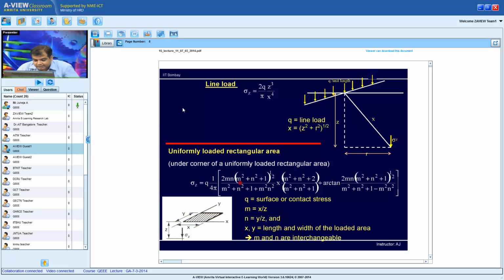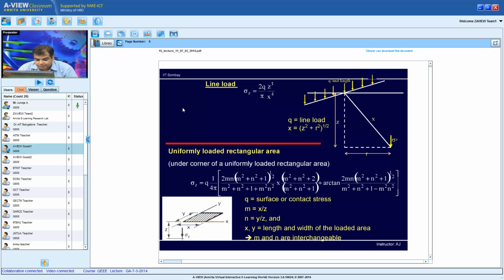But what we need to think is that m and n are normalized dimensions of the loaded area. So m is x by z, one dimension divided by z. N is the other dimension divided by z, so y by z. Both m and n are interchangeable, meaning I can swap the two. I can make m equal to y by z and n equal to x by z. And q is the pressure on the surface, and sigma z is at any depth. Now I can plug in the values and derive sigma z.